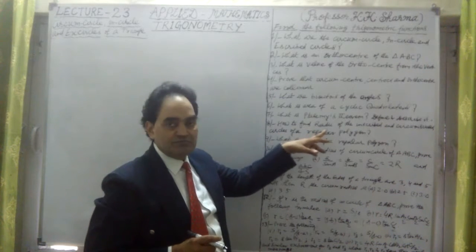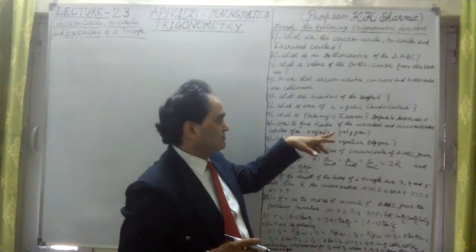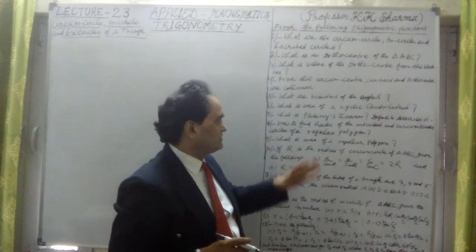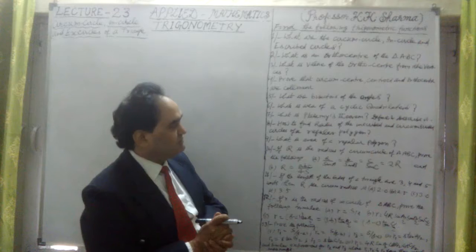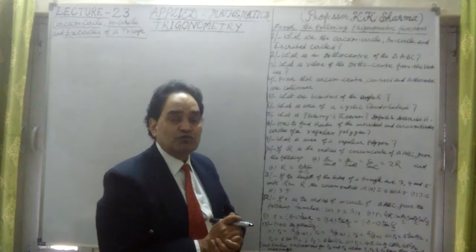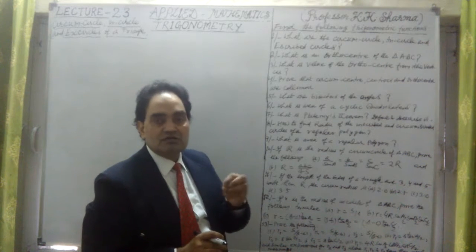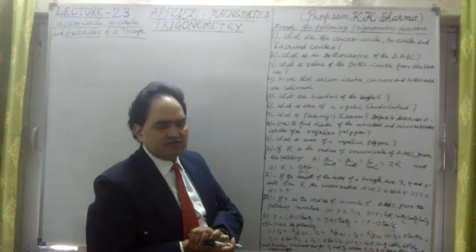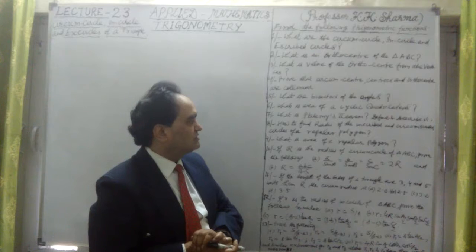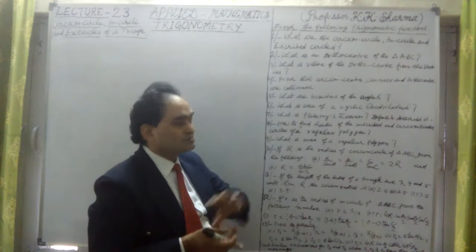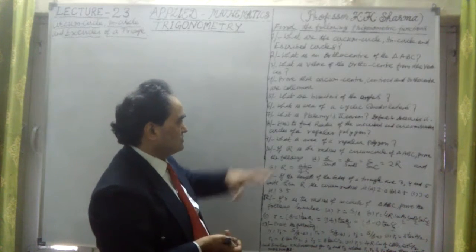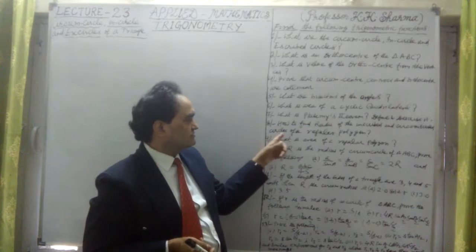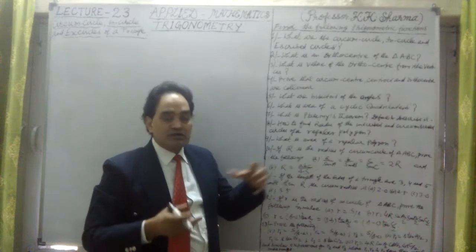How to find the radii or radius of the inscribed and circumscribed circles of a regular polygon. If there is any regular polygon, then how to find the circumradius and the inradius, which is known as the in-circle radius, and the circumradius also. How to find the radii of the inscribed and circumscribed circles of a regular polygon?